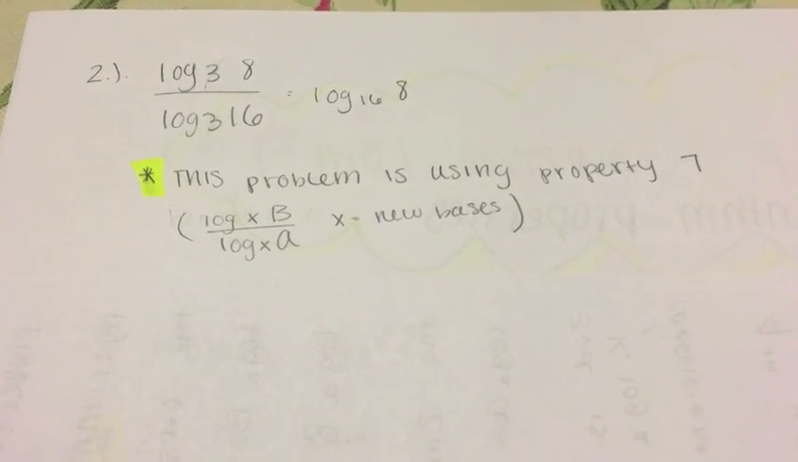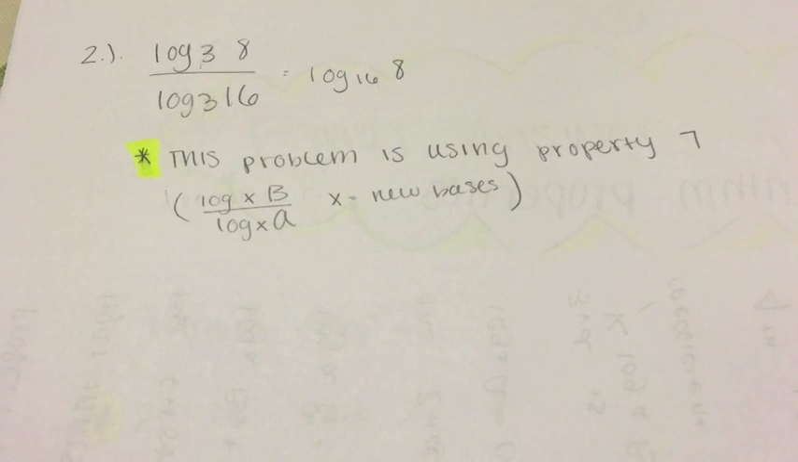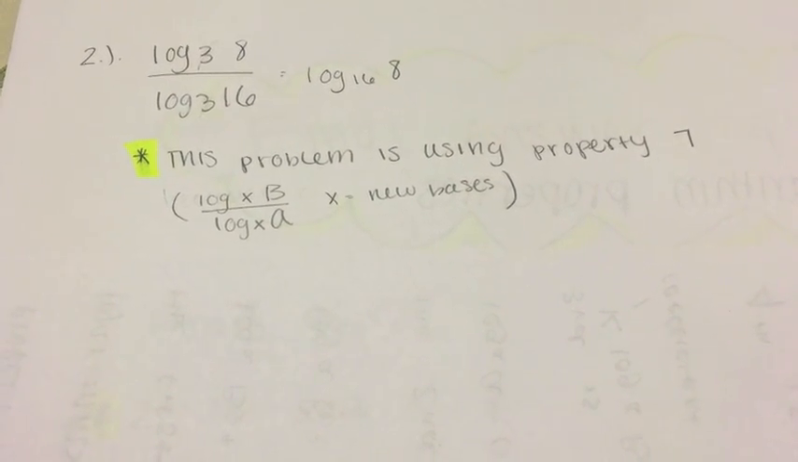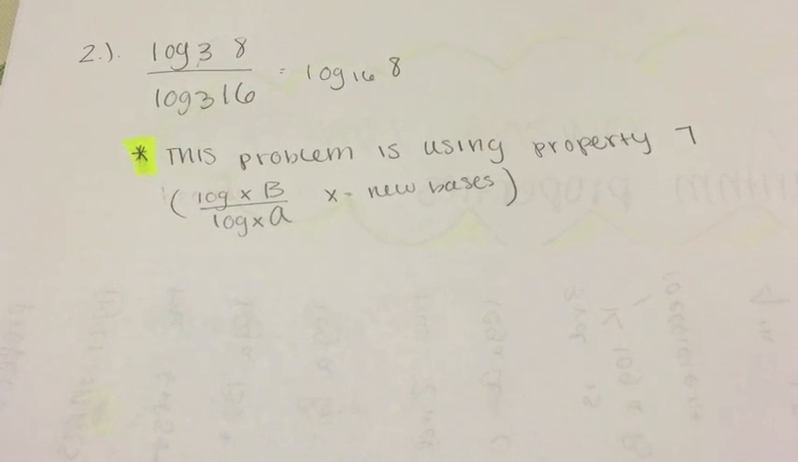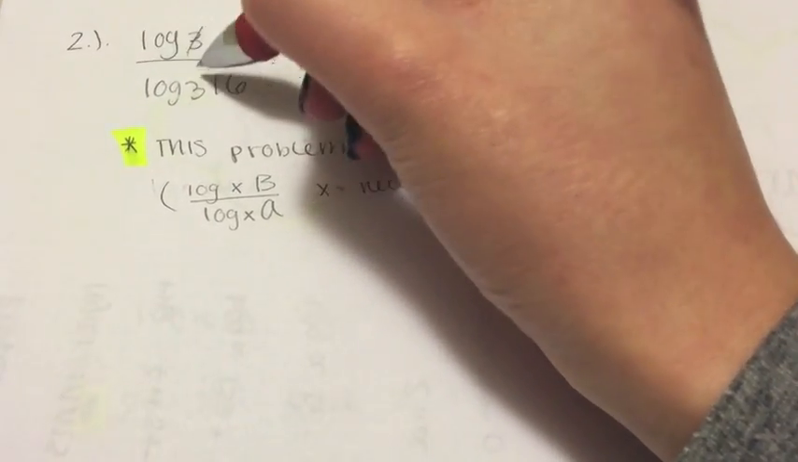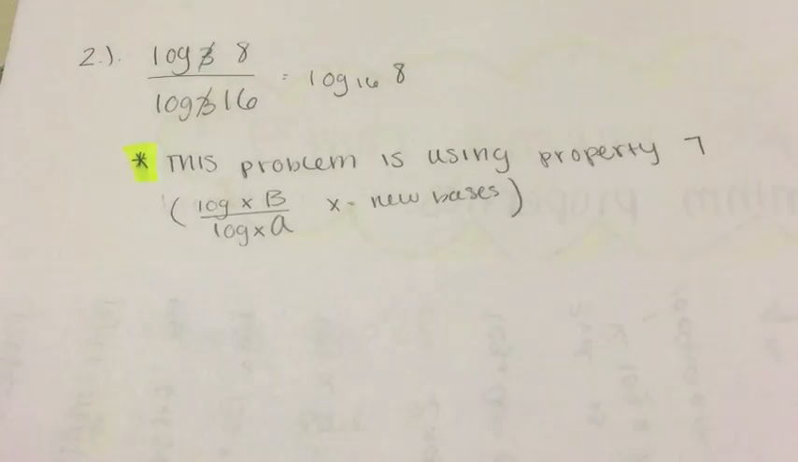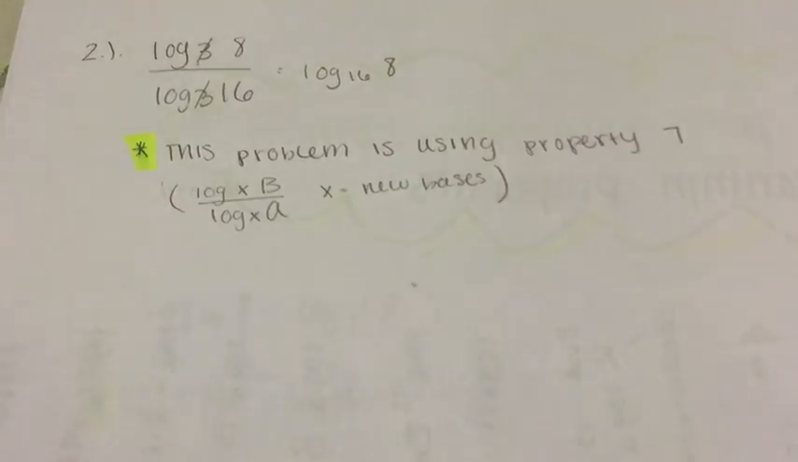The second problem we'll solve is log base 3 of 8 over log base 3 of 16 equals log base 16 of 8. This problem is using property 7, which is log base x of b over log base x of a. X is the new base. You get from this equation to this equation because the two 3's cancel out. And then you're left with 16 and 8, which you can then put into the equation log base 16 of 8.